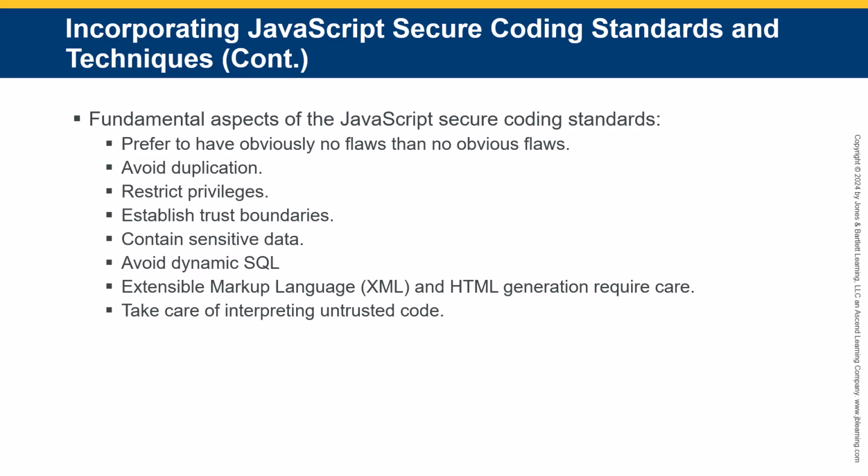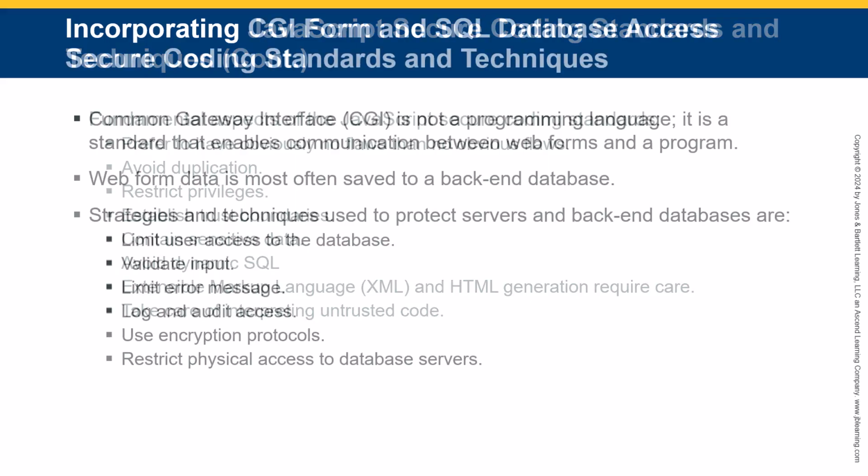So the fundamental aspects of secure coding standards with Java, again, prefer to have obviously no flaws, keep code simple, avoid duplication, restrict privileges, least privileges possible, look at trusted boundaries, avoid dynamic SQL, avoid injection capabilities, any type of input you're validating and sanitizing, look at XML and HTML generation. You need to look at these with care. Take care of interpreting untrusted code. You need to ensure a certain level of trust is here.